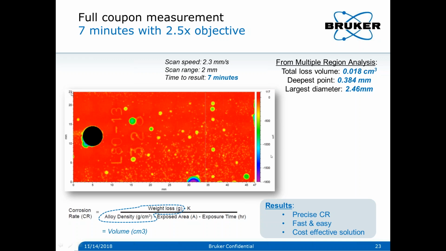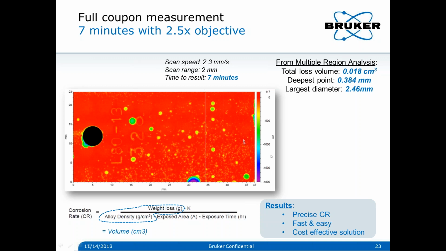Here this is a coupon of 23 by 47 millimeters, with a range of around 2 millimeters. So you see a very large volume. If we apply a 2.5x objective in focus variation, it takes only 7 minutes to measure all that surface. While with white light interferometry, the same sample would certainly take 1 hour. So there is a time and throughput element which is critical.